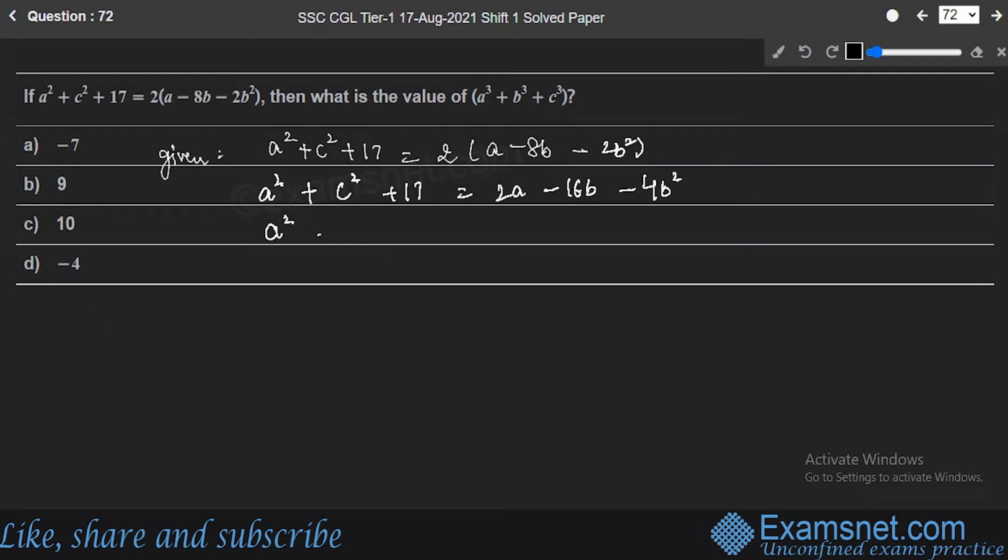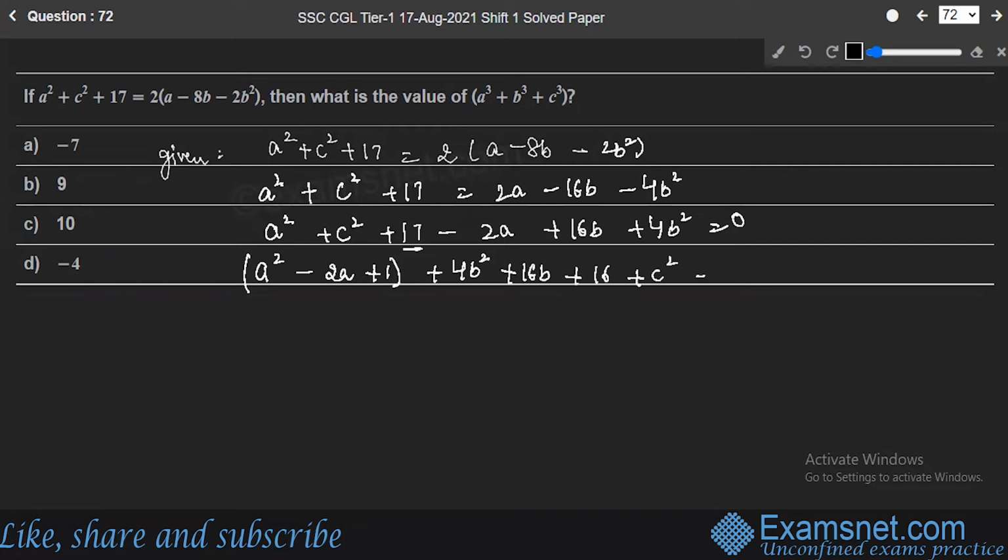So a square plus c square plus 17 minus 2a plus 16b plus 4b square is equal to 0. So I'll collect it. I'll be saying this a square minus 2a plus 1. I'll be splitting this 17 now plus 1. Why I'm doing so, I'll just let you know. So this is one set of terms: a square minus 2a plus 1, plus 4b square plus 16b plus 16, plus c square is equal to 0.